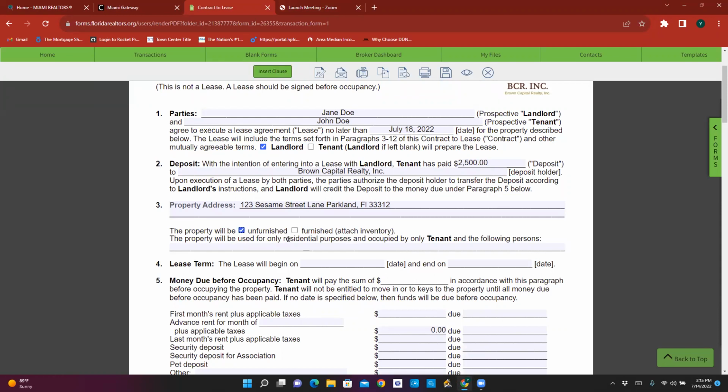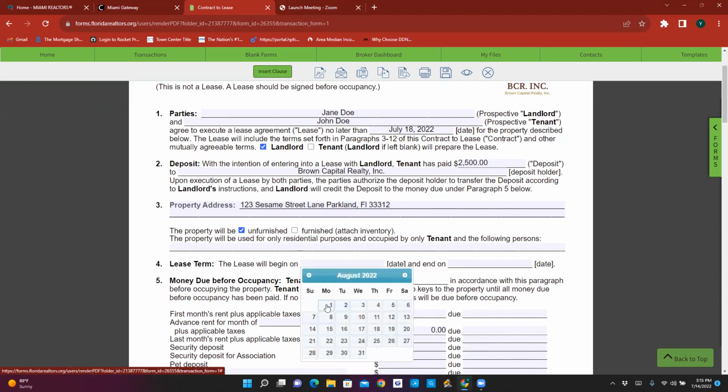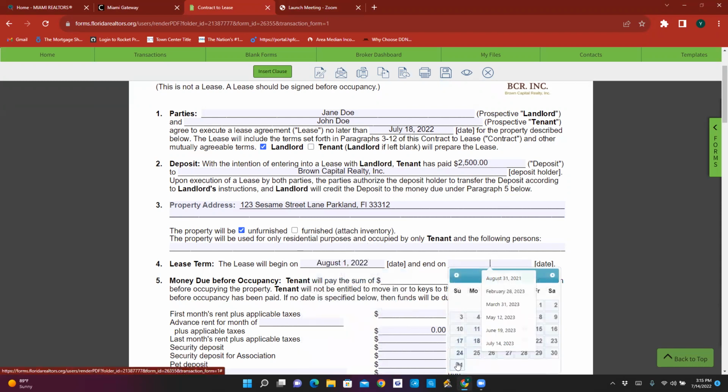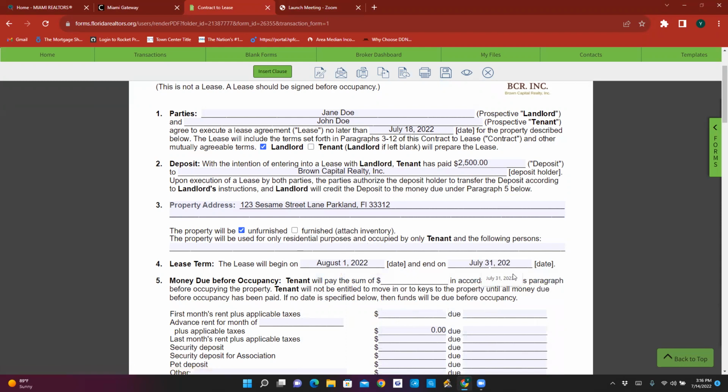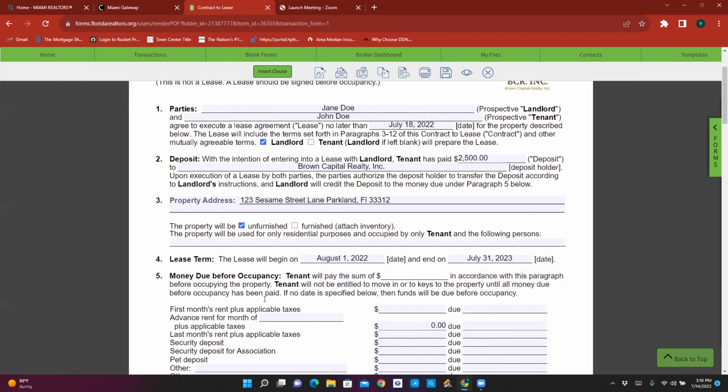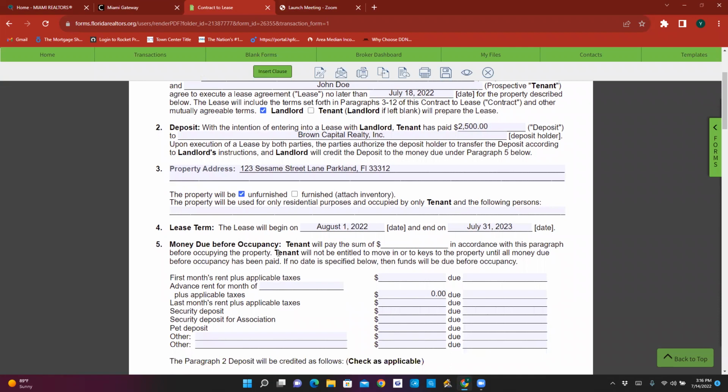The property will be used for only residential purposes and occupied by only tenant and the following persons. So if there are going to be additional residents in the property, you would put their information there. Lease term. The lease will begin on, we'll just say August 1st and end on July 31st, 2023, which is 1 year.